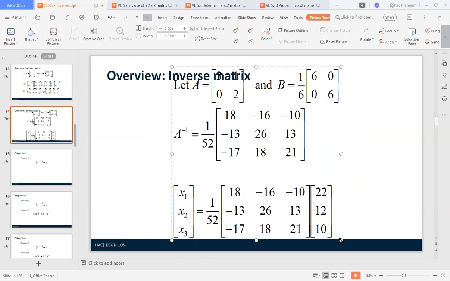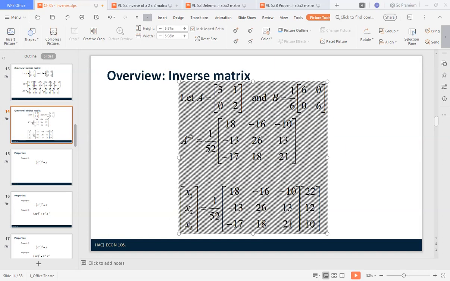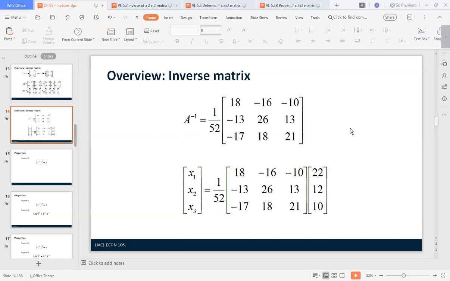Okay, so class, here's an overview. Again, here's an overview of what an inverse matrix is and why it's useful in solving the values for X. There are still a lot of processes that we have to discuss, but I am forwarding to the end part of that process just to give you an overview again.